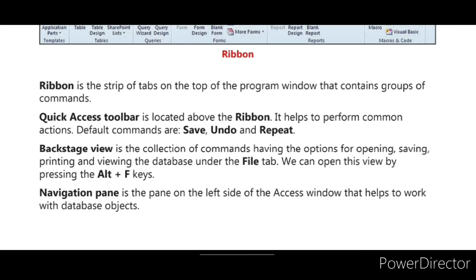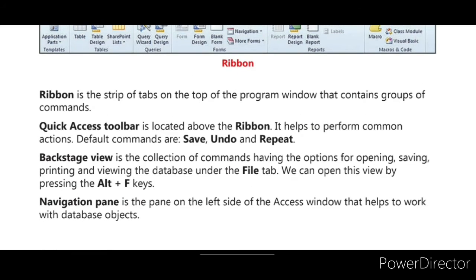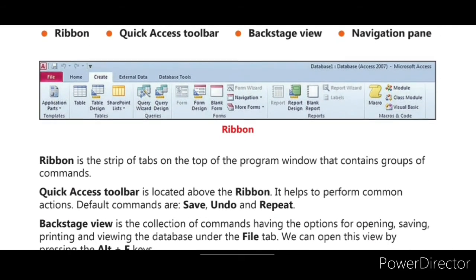Next is the navigation pane. It is a pane located on the left side of the Access window, which helps us to work with database objects. The navigation pane will be on the left side of the Access window, which helps us to work with database objects. So these are the 4 basic elements of Access 2010.